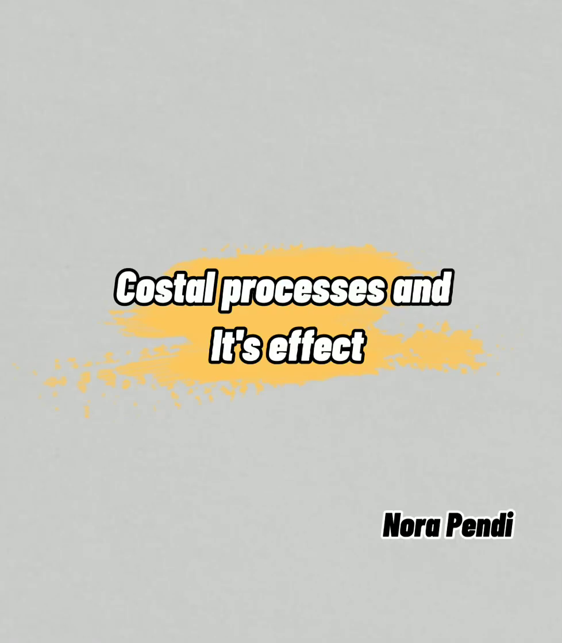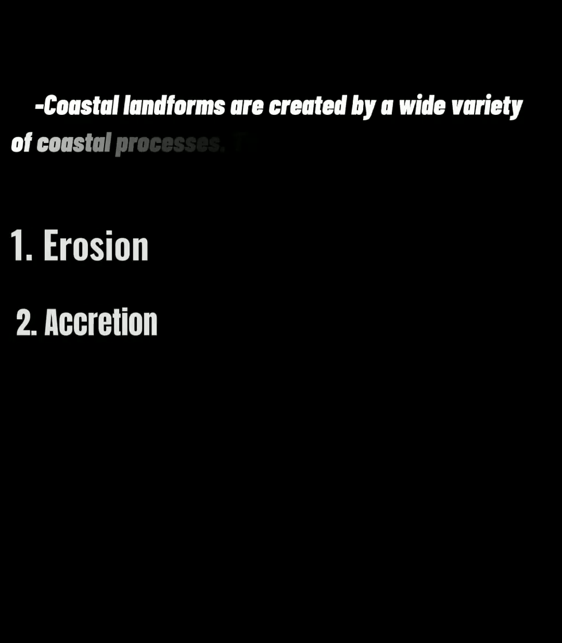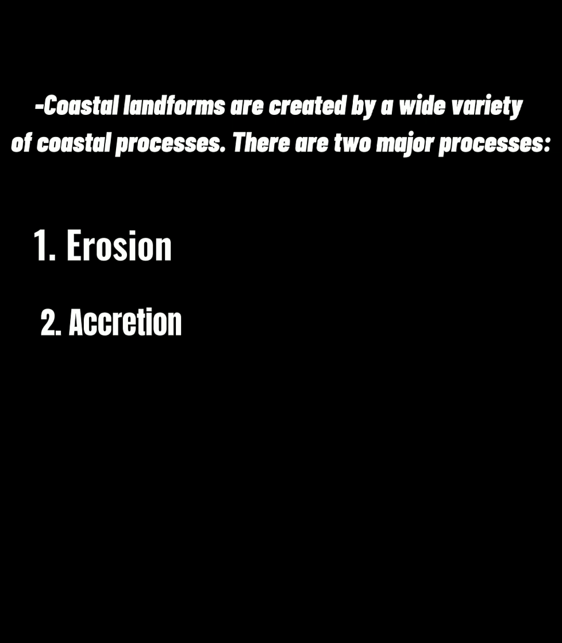Coastal processes and its effects. Coastal landforms are created by a wide variety of coastal processes. There are two major processes. Number one is erosion, number two is accretion. Erosion is the geological process in which earthen materials are worn away and transported by natural forces such as wind or water. Accretion is the gradual increase in the area of land as a result of sedimentation.